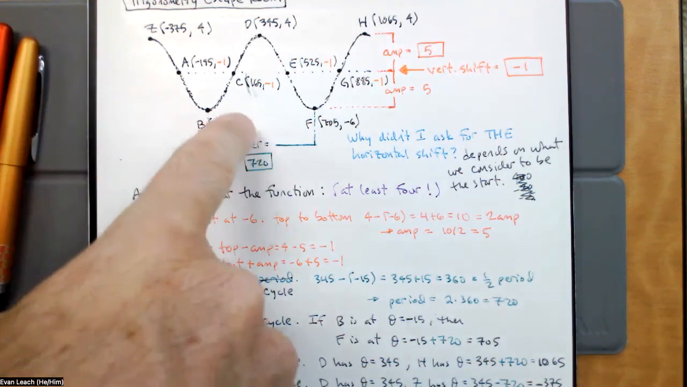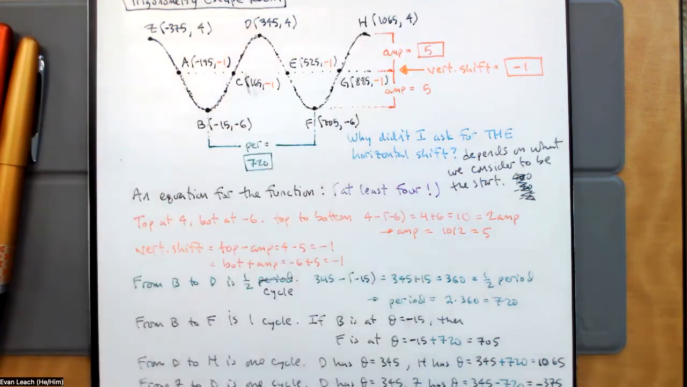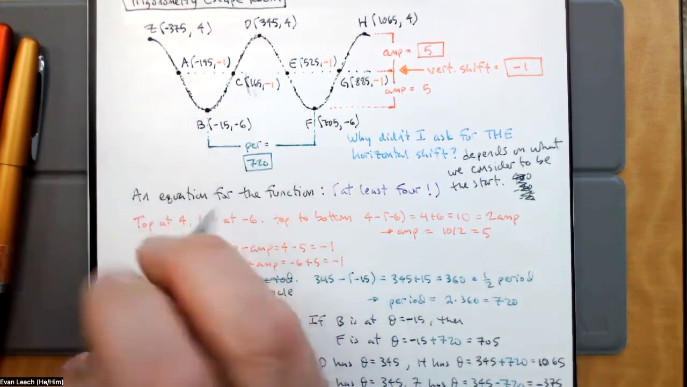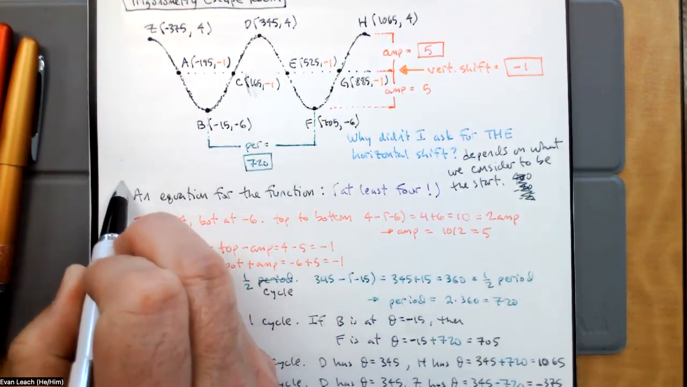We do have 1, 2, 3, 4, 5, 6, 7, 8, 9 different points to choose from. Only a certain number of them make sense, so we'll pick which ones are considered the best on Thursday. But that's what we want. I want 4 equations for the function. Any questions?